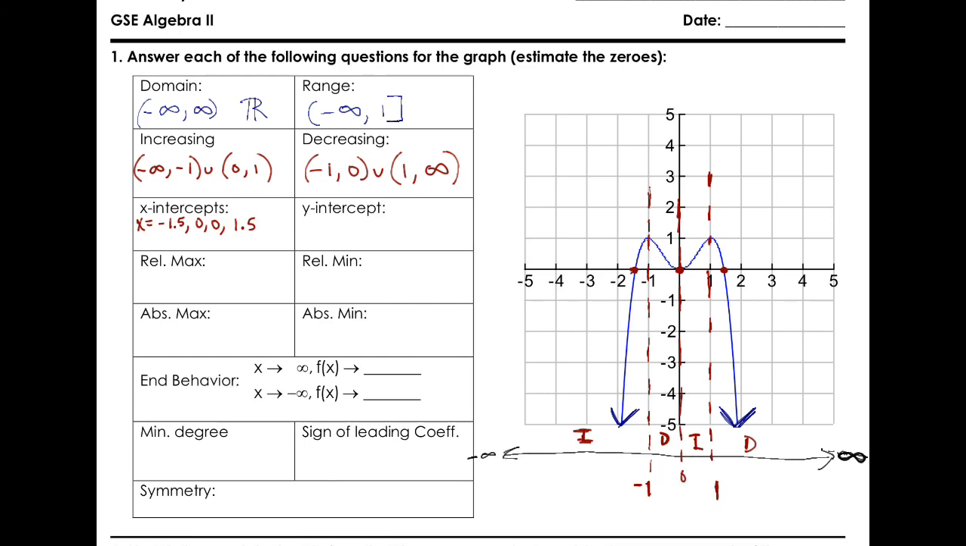Y-intercept, where is it cutting through? It's cutting through exactly right there at 0. And so our y-intercept is at 0. And so we'll just write that as an ordered pair. So 0, 0. If we were going to write these as ordered pairs, let's just go ahead and do that. That would be negative 1.5, comma, 0, 0, 0, 0, 0 again, and 1.5, 0.